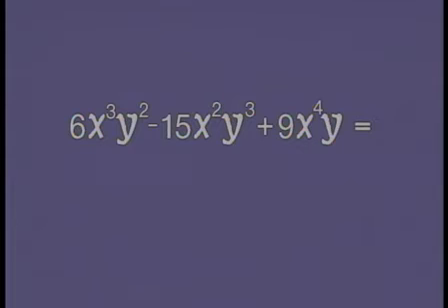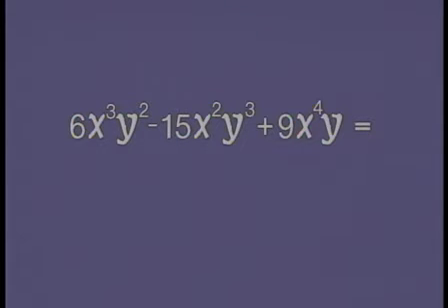So, we look at 6x cubed y squared minus 15x squared y cubed plus 9x to the fourth y. And the first question you ask yourself is, what's the largest number that divides into those coefficients? The answer is 3, because 6, 15, and 9 are divisible by 3. So we write a 3 down.